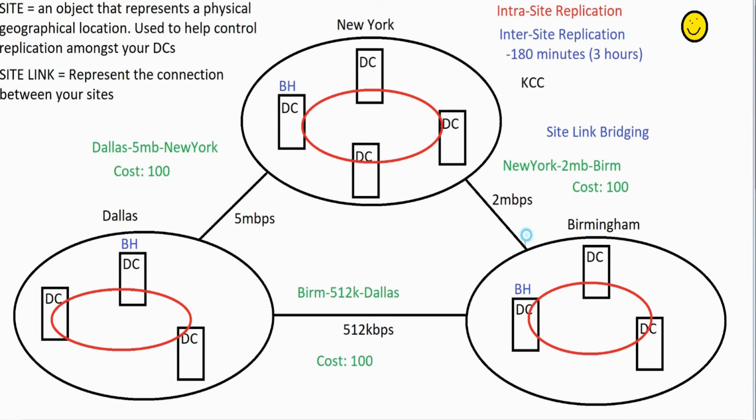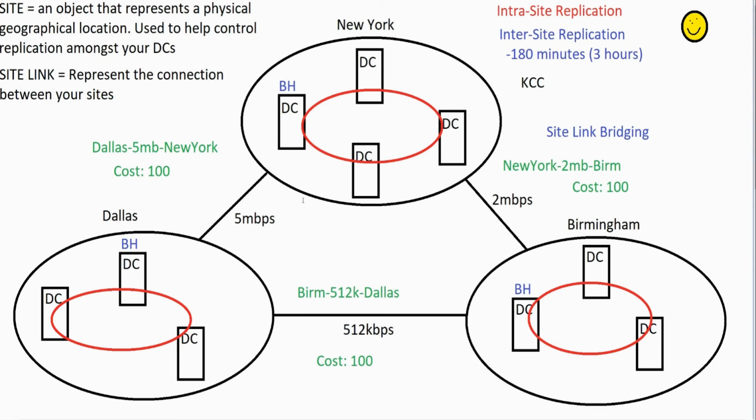Now, you're going to change the cost to whatever you want in order to make replication occur the way you want it to occur. Right now, it would cost this domain controller, this bridgehead, 200 to communicate with this other domain controller through New York. It would only cost 100 to talk directly over the 512K. So you don't want that to happen. You only want this connection to be used if one of these connections is not available. So you're going to change the cost.